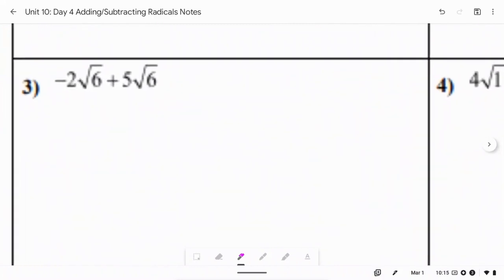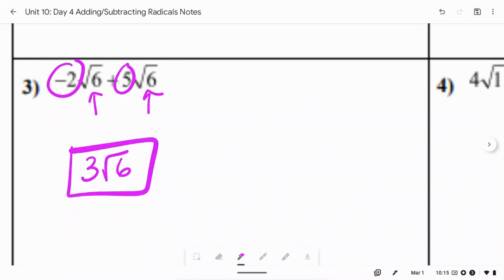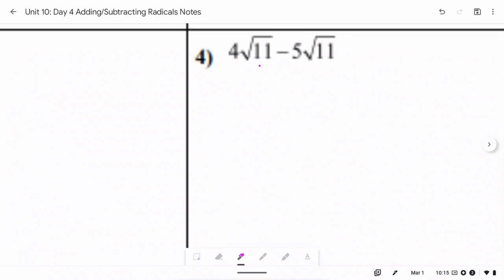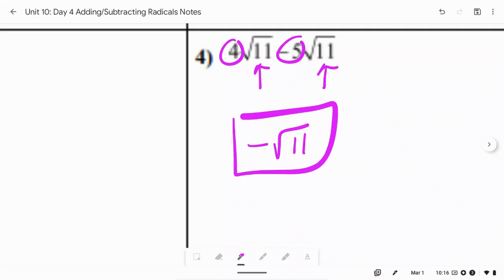Example 3, again, the radicals are the same, so I can just combine the coefficients. Negative 2 plus 5 gives me 3 square root 6. And then again, this next example, they both have the same radicand, which is 11. So I can do 4 minus 5 to get negative 1 square root 11. So let's try some of the more challenging examples on the next page.